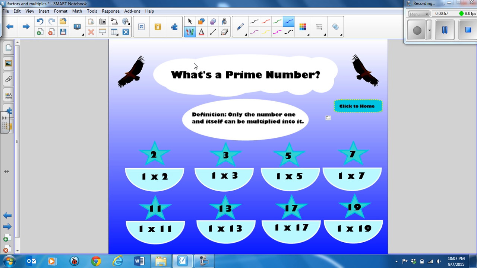So what exactly is a prime number again? It's a number that only 1 and itself go into. So here are some examples of a prime number. 1 times 2, 1 times 3, 1 times 5, 1 times 7, 1 times 11, 1 times 13, 17, and 19. Those are your prime numbers up to 20. Please go ahead and fill these out in your notes. Pause the video if you need to.